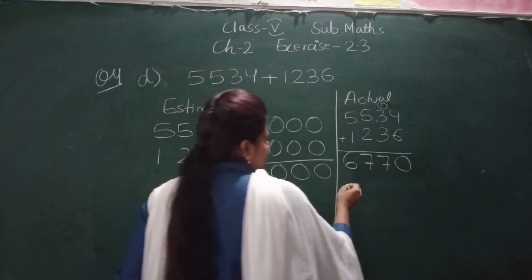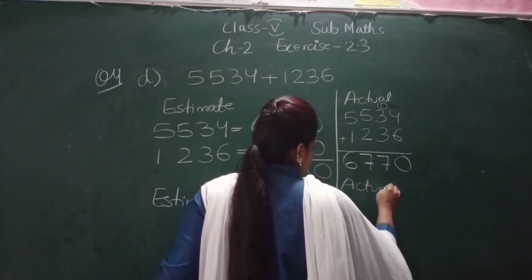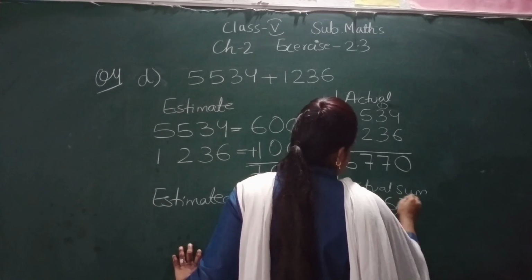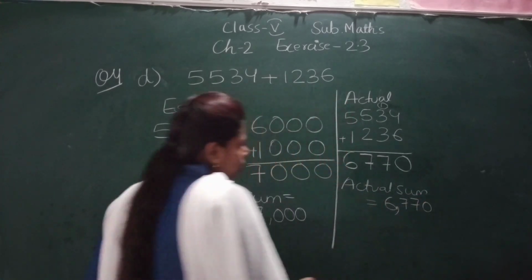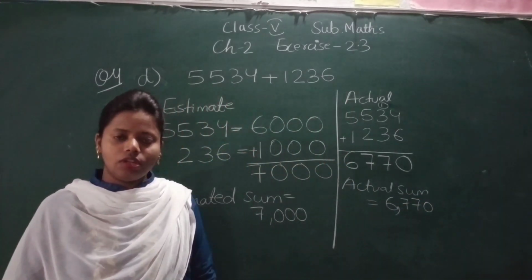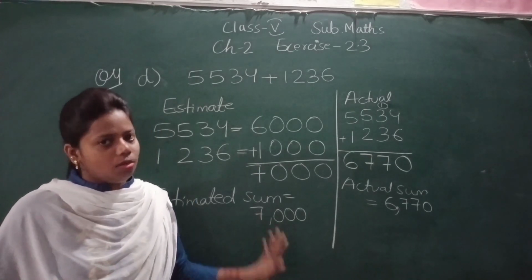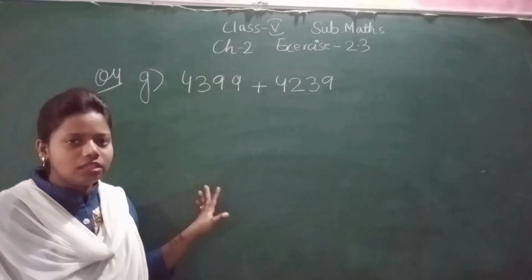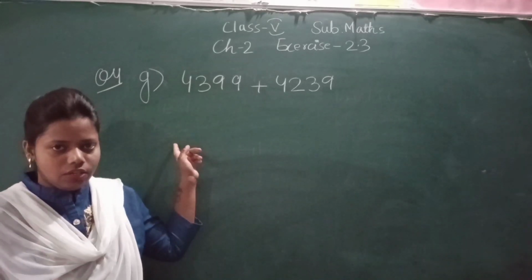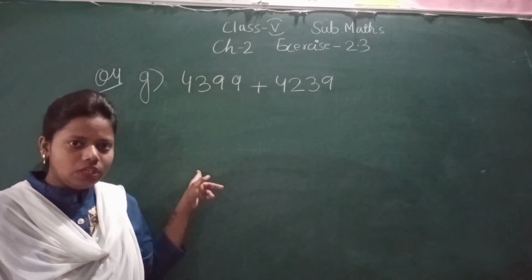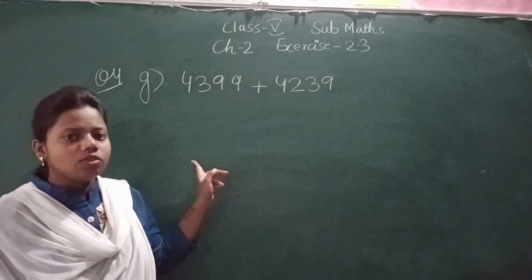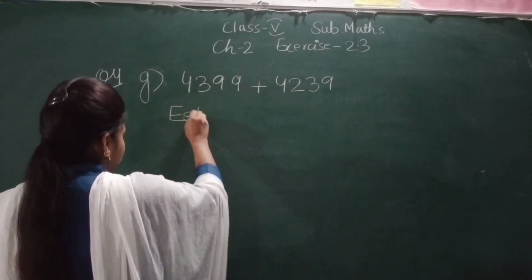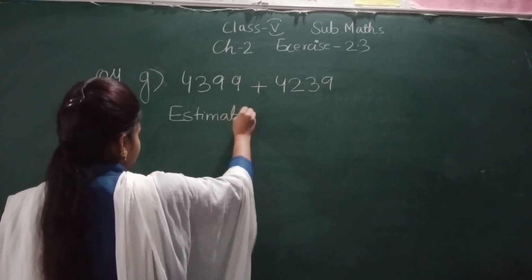So what is the actual sum? The actual sum is equal to 6,707. It is 6,707. So in this way we will do the estimation. Now let's do one more question. See question number 4G. This is the last one of question number 4. So see carefully. First we will do the estimate.